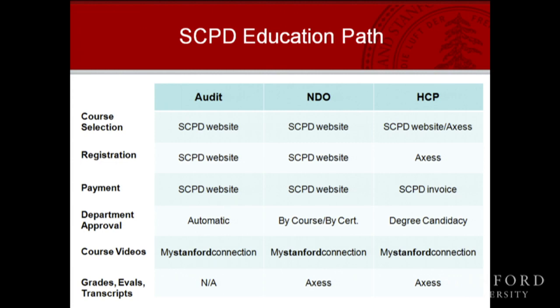And then the grades and evaluations and transcripts, those are located in the Stanford University system of record access. It's a portal where lots of student information and course information is contained. You're going to want to make sure that you check your grades there, because we do not store grades in our system.